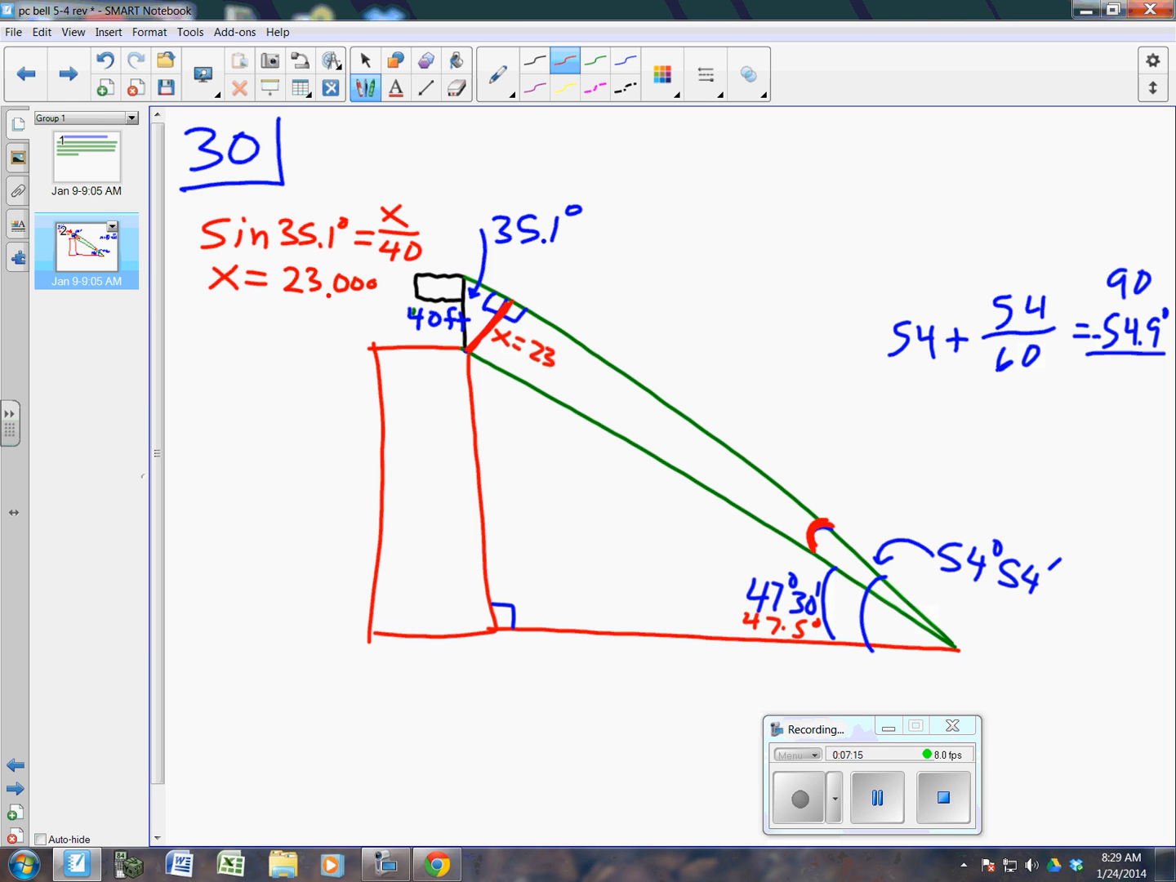So all I have to do is find the difference between these two, right? 54.9 minus 47.5, what is that? Quickly, you guys. Everybody get out your calculator. I'm not doing this for you. I'm doing it with you. I'm trying to help you out. But you got to pull out your calculators. 54.9. We're taking the difference between this one and this one so we can find this little piece right here. 7.4.